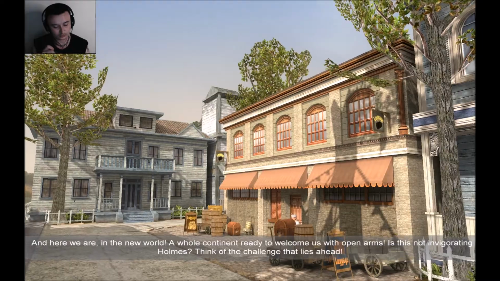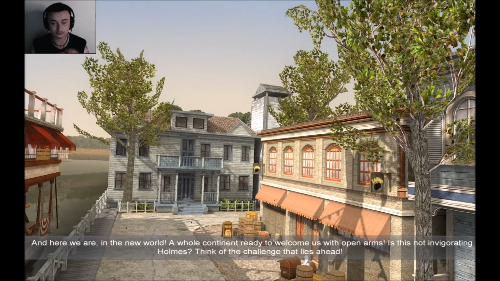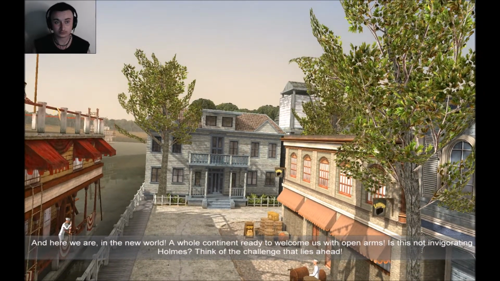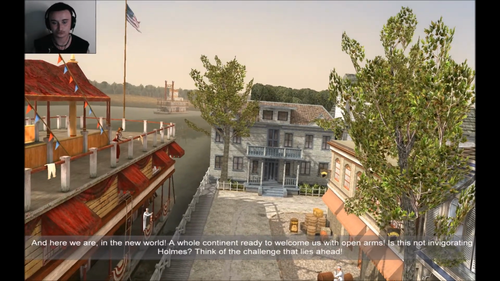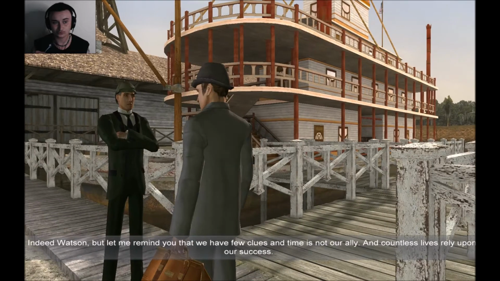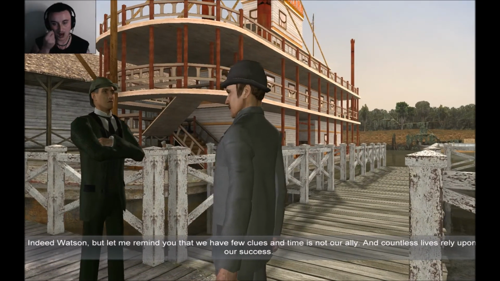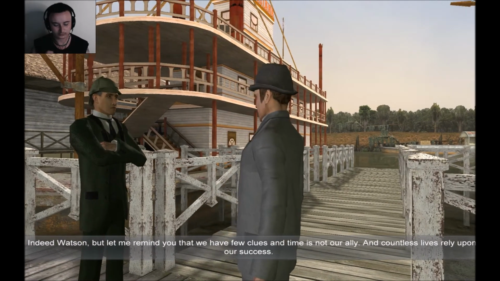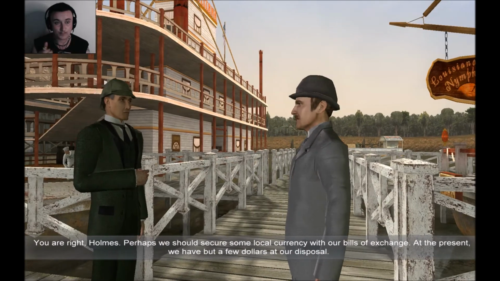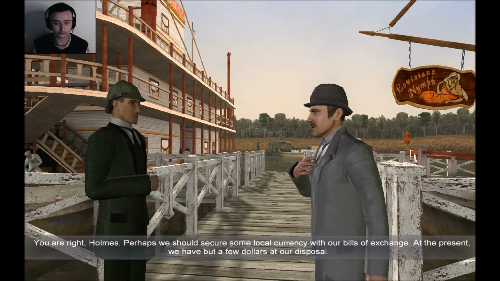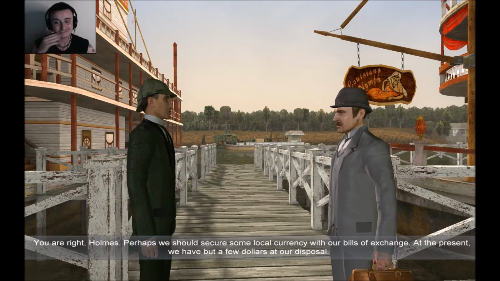And here we are in the new world. A whole continent ready to welcome us with open arms. Is this not invigorating, Holmes? Think of the challenge that lies ahead. Indeed, Watson, but let me remind you that we have few clues and time is not our ally, and countless lives rely upon our success. You are right, Holmes. Perhaps we should secure some local currency with our bills of exchange. At the present, we have but a few dollars at our disposal.